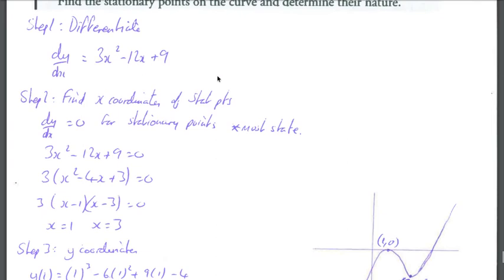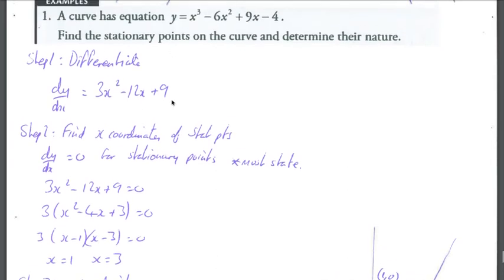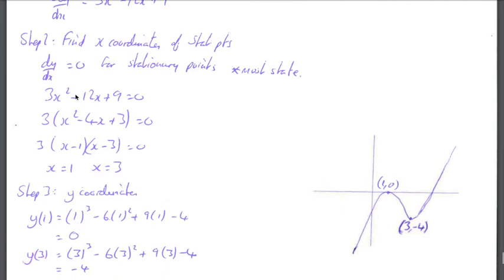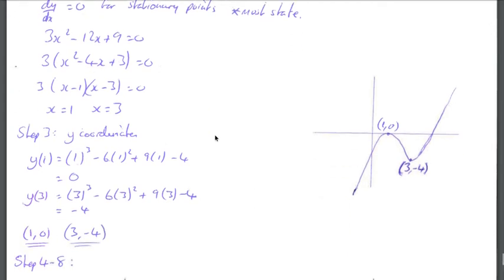So I'm going to differentiate first, which should be quite straightforward. I'm then going to say dy/dx equals 0 for stationary points, because I must always state that. So equate dy/dx to 0, take out a common factor of 3, solve using my trinomial knowledge, and I get x equals 1 and x equals 3.